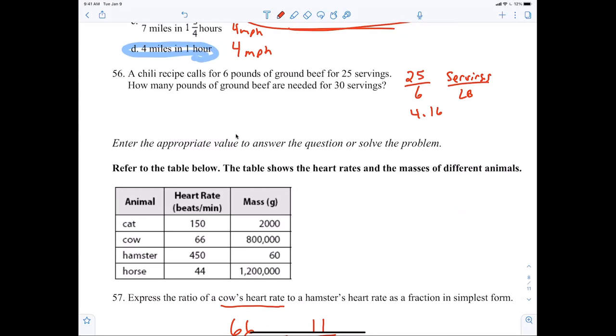No, because you just told me 1 serving is equal to 4.16 pounds, right? And you have 30 servings. So don't I just take this and multiply it by 30? Oh, that's what we've been doing. Tell me what that answer is.